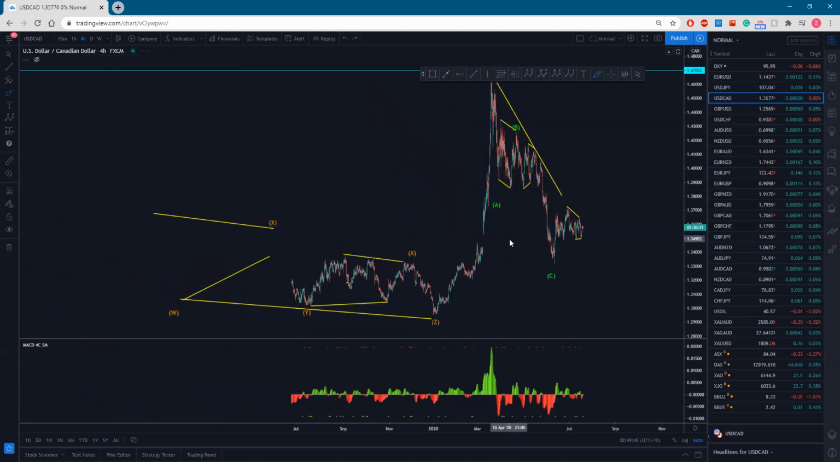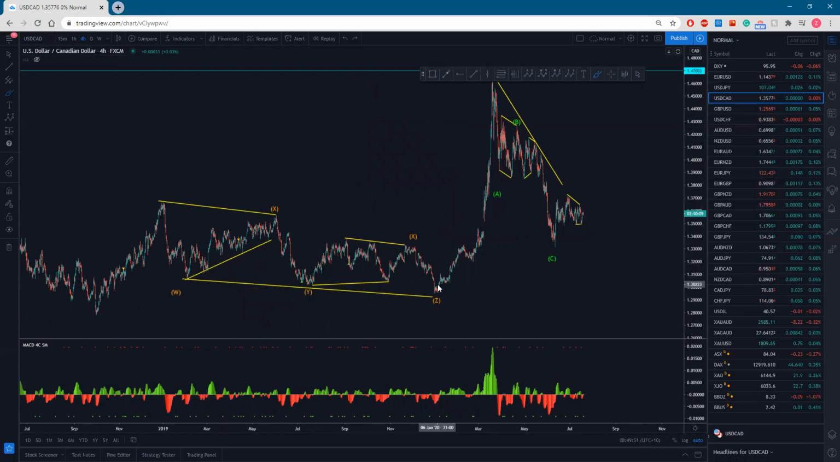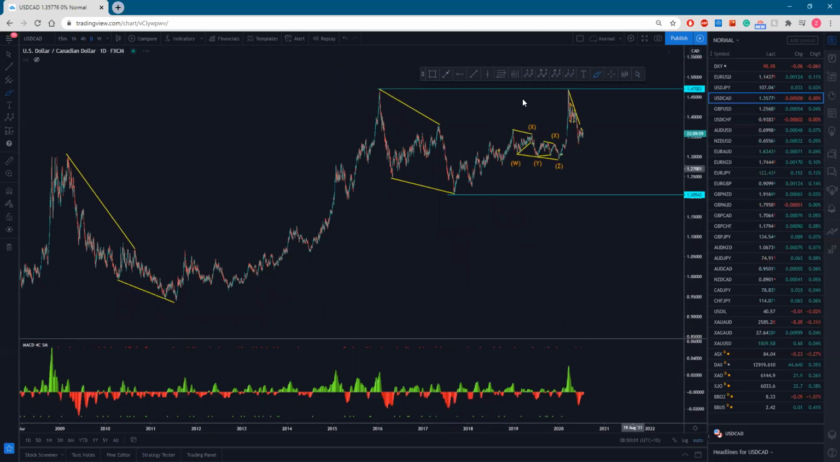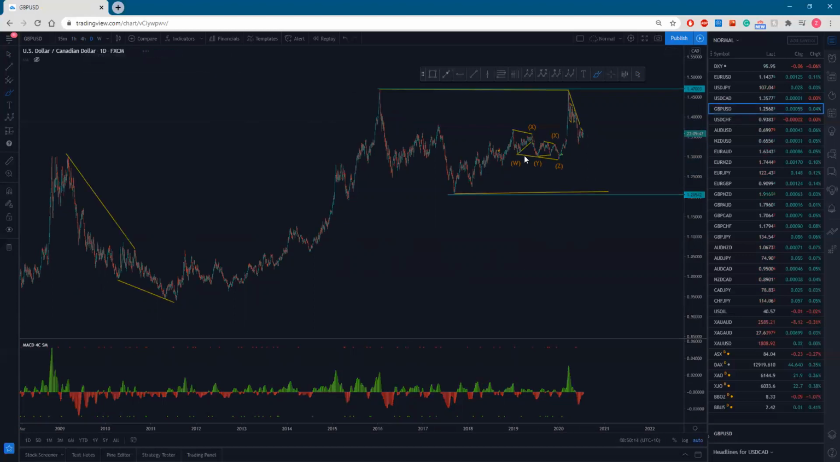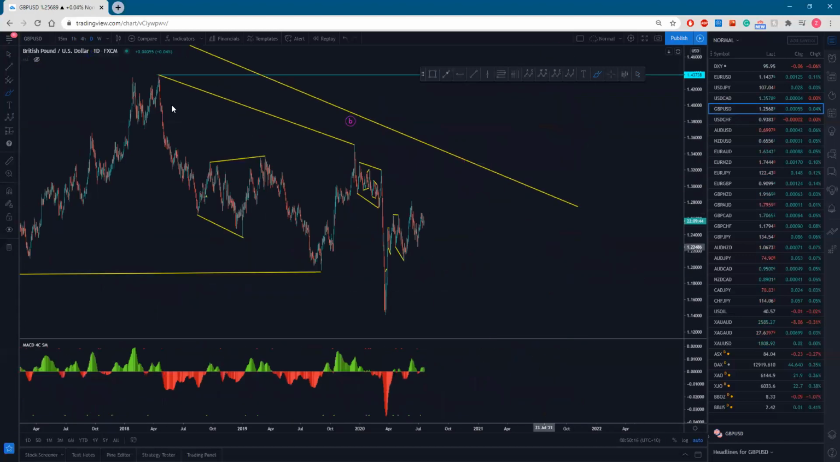Just be careful because if this is your impulse and this is your correction, you'd get lucky, it'll just go up. If not, and this is actually what's playing out, then this could break that top, move up, and then continue going down. So it just depends. Pound.